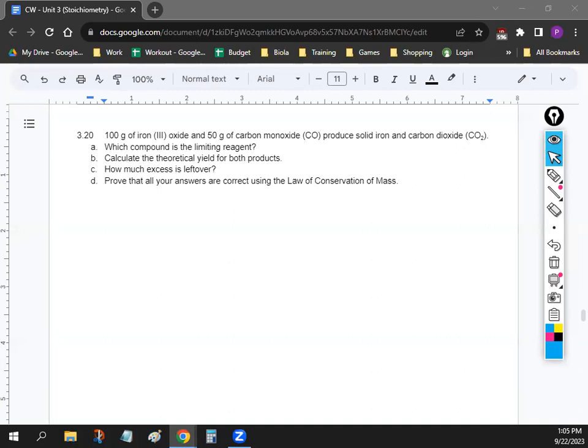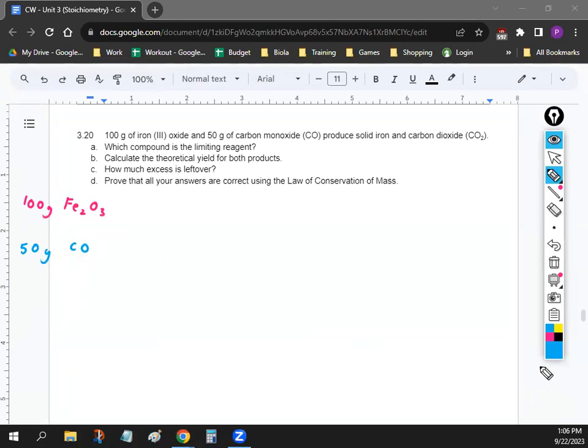Alrighty, guys. So this one, we start off with two different starting values. So let's do part A first. We start with 100 grams of iron 3 oxide. So you have to figure out what the chemical formula is. It should be Fe2O3. And then we have 50 grams of carbon monoxide, and that's going to be CO.